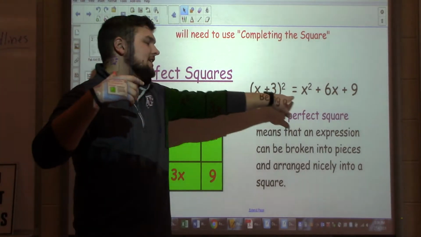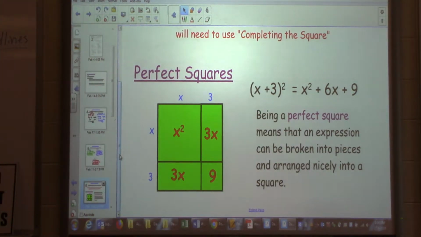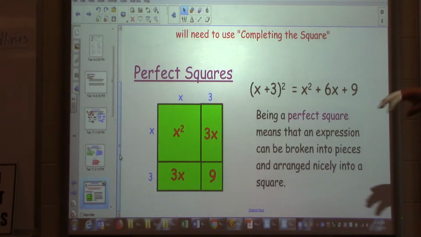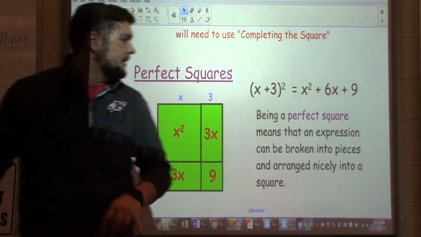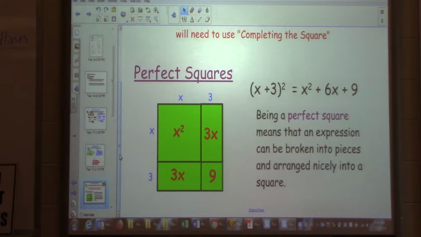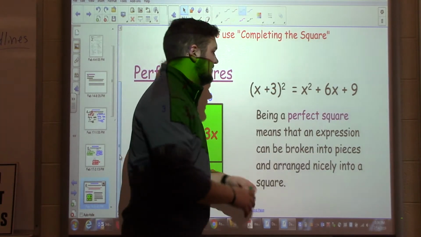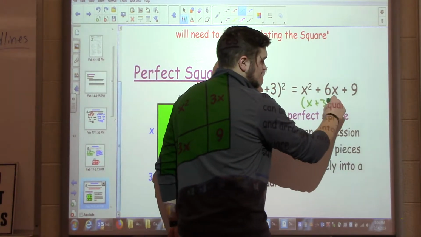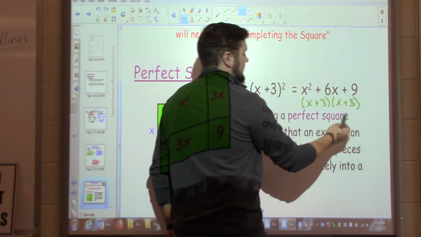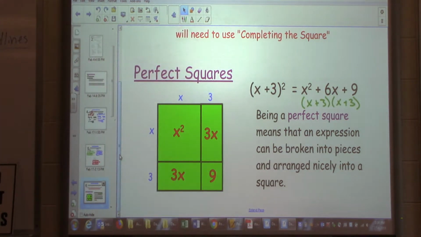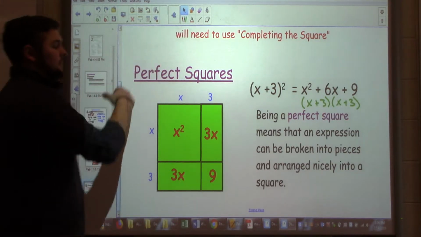So, perfect squares, we're looking to get something that factors into two identical pieces. That's how we're going to complete the square. Our goal is to get it to factor to two identical pieces. Alright? So, being a perfect square means the expression can be broken down into pieces and arranged nicely into a square. Like I said, identical pieces, like x squared plus 6x plus 9 factors to x plus 3, x plus 3, and then that changes to x plus 3 squared. What that's going to do for us is get us into that x minus h squared part of that vertex form that we need. So that's where we're going to complete the square.